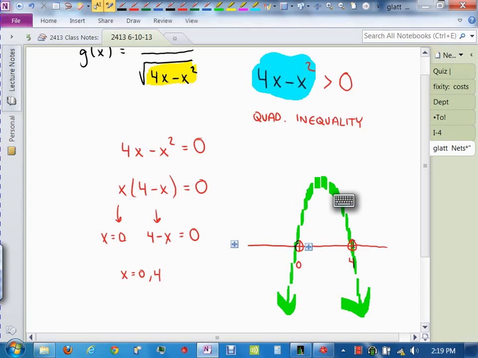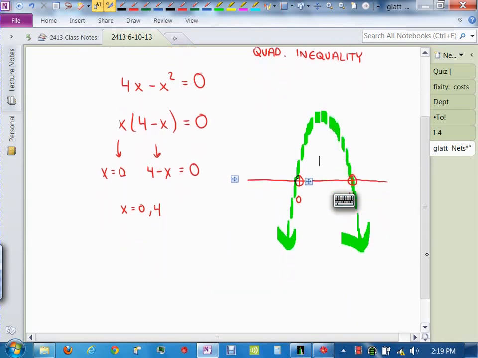You see that? I had to know what a parabola looks like, and it opened down. But I'm using my knowledge of parabolas to answer this domain question. So what would my final answer be? Everything between 0 and 4, but not including 0 and 4. So x must be an element of parentheses 0, comma 4. Done.